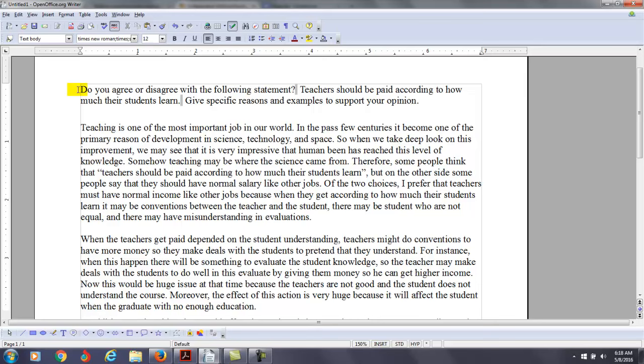So you're answering independent writing practice test number 5. Do you agree or disagree with the following statement? Teachers should be paid according to how much their students learn. Give reasons and examples to support your opinion.